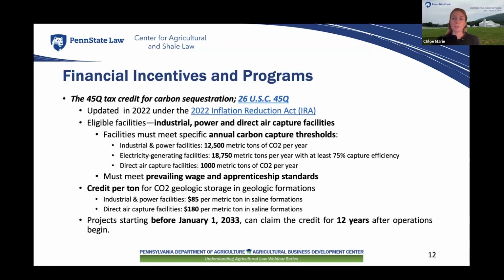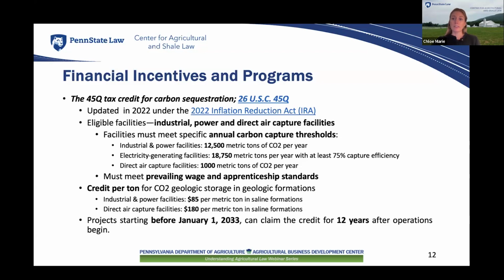So the Inflation Reduction Act raised the tax credit from $17 to $85 per ton of CO2 for industrial and power generation facilities. And starting in 2027, these amounts will also be adjusted for inflation. So operators now have until January 1st, 2033 to begin construction to qualify for the tax credits.